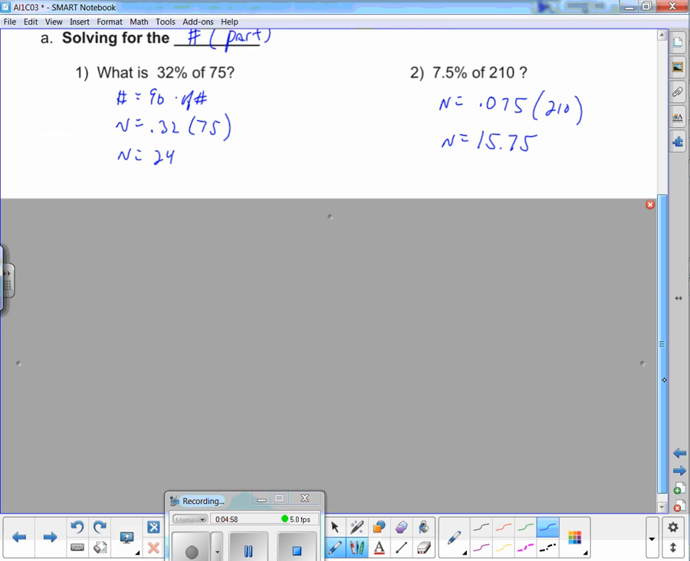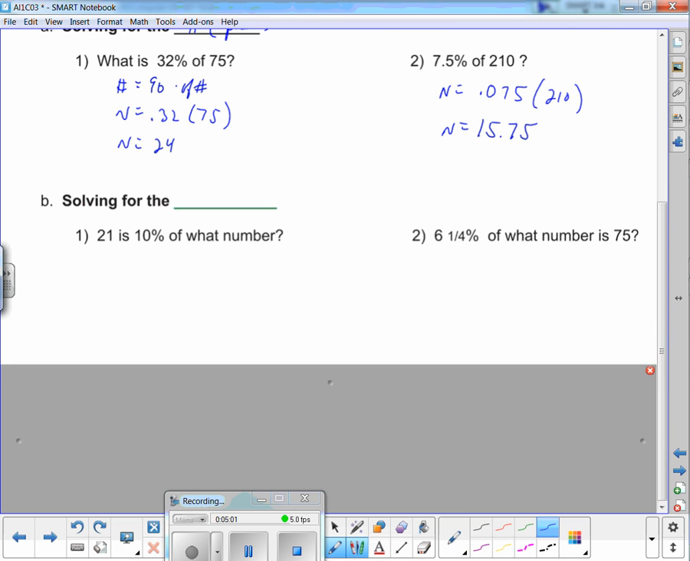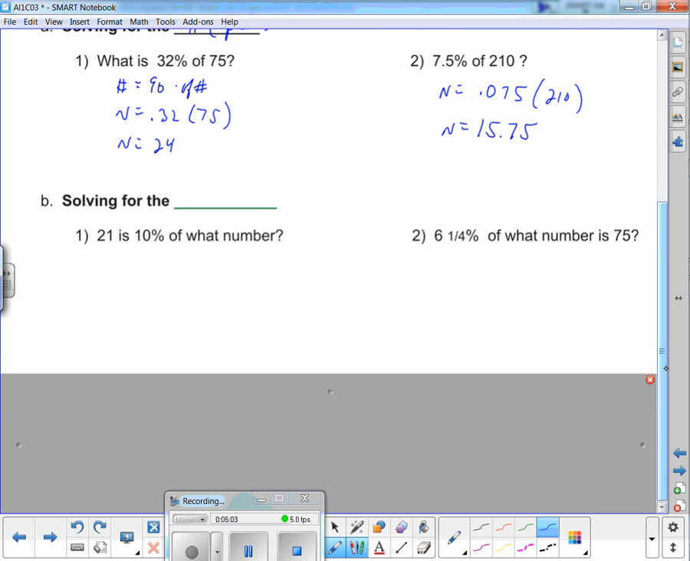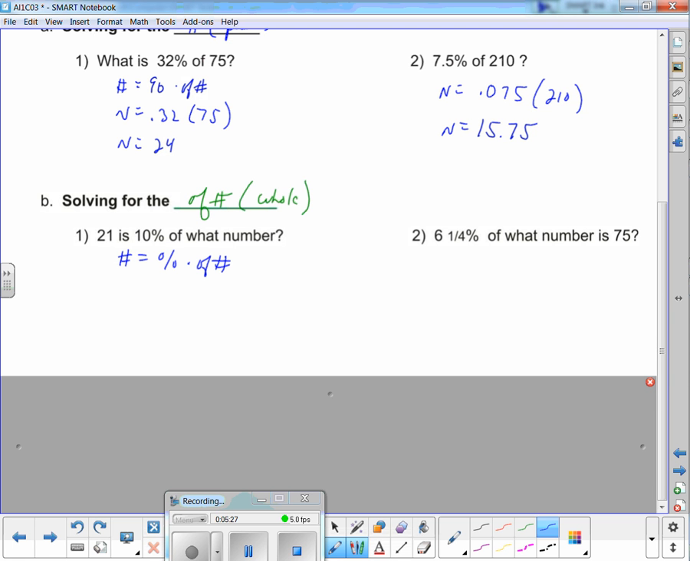All right, now your memory's refreshed. You're not going to miss that again, I hope. And again, the ma'am should have caught that. You should have been questioning why you're not correct. All right, let's solve for the of number, which again is the whole. So simplistic problem for formula. Number equals percent times the of number.